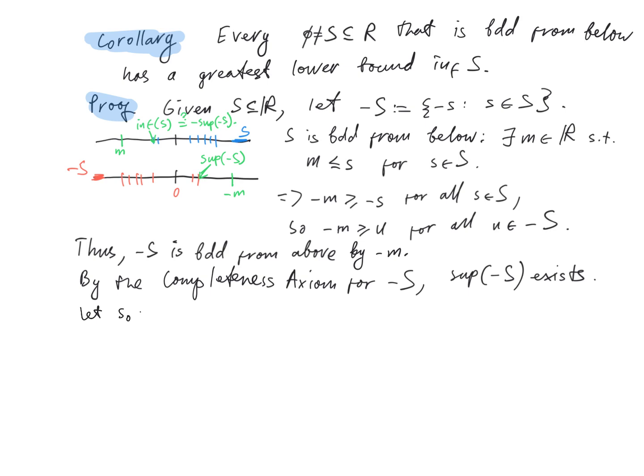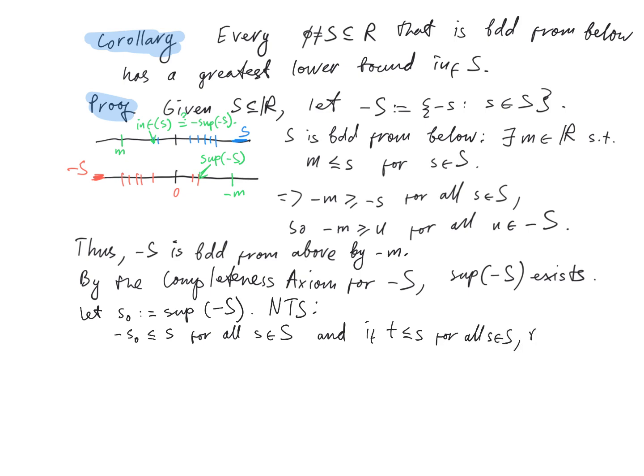Let S0 be the supremum of the set minus S. We need to show that minus S0 is less or equal than S for all elements S in S, and that if T is less or equal than S for all S in S, then T is less or equal than minus S0. If these two conditions hold, then minus S0 is indeed the infimum of the set S.